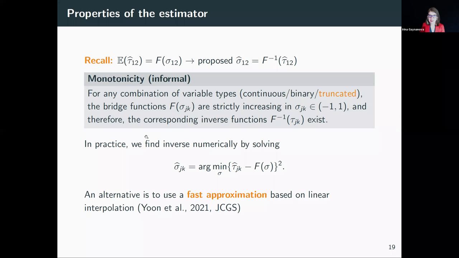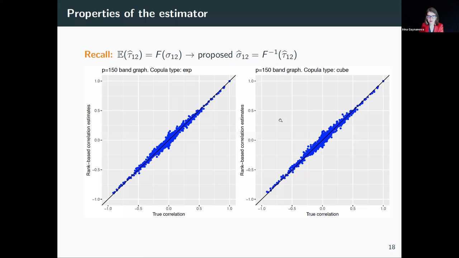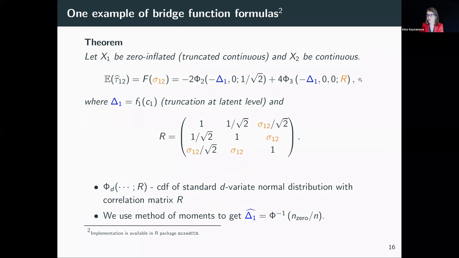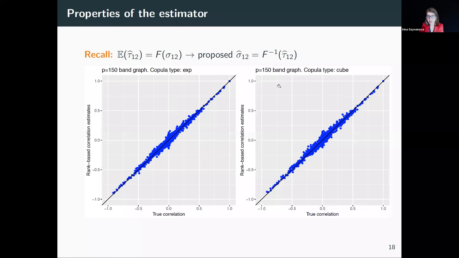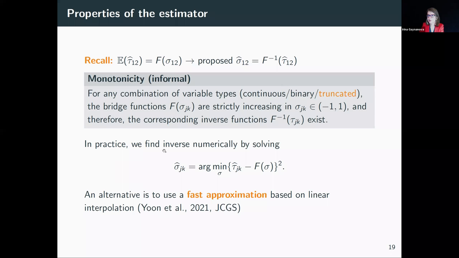So we can prove monotonicity. In other words, we can show that this bridge function f, and we have to show it for each of the function types that we found, is strictly monotone, strictly increasing. That allows us to conclude that the inverse exists. This is a theoretical result. Practically, things are a little bit complicated. This is one example of the function f. We know the explicit form, so that's great. Now we need its inverse, and I don't know the explicit form of this inverse. So in practice, we need to compute this inverse numerically.